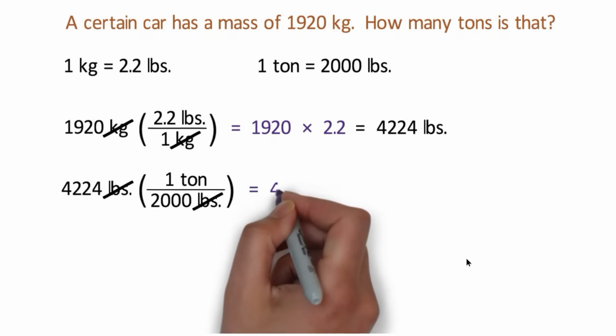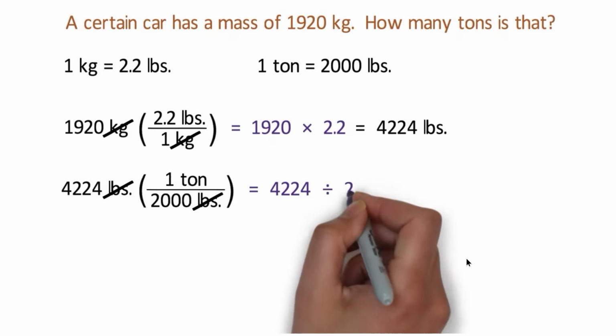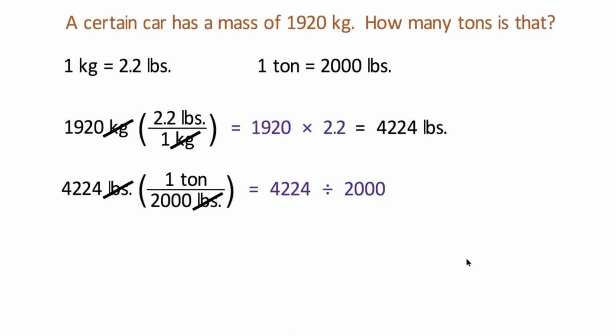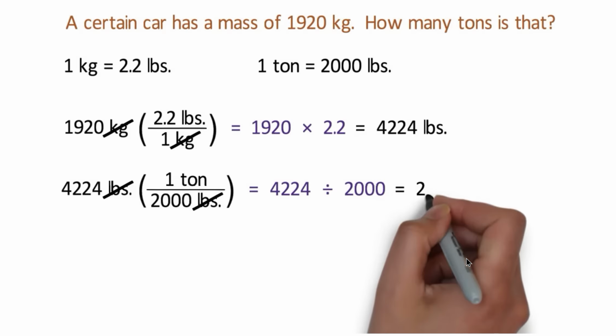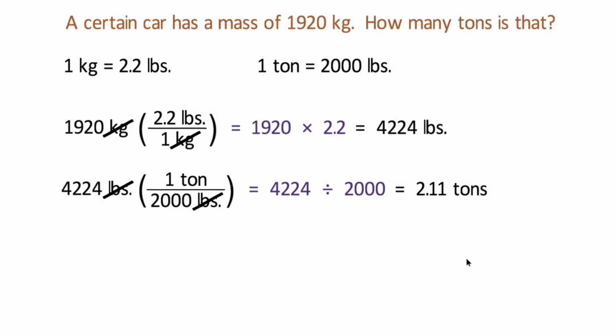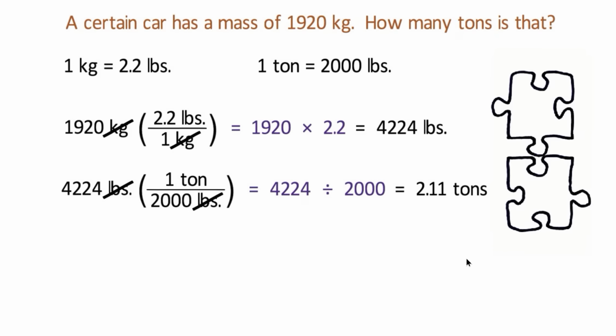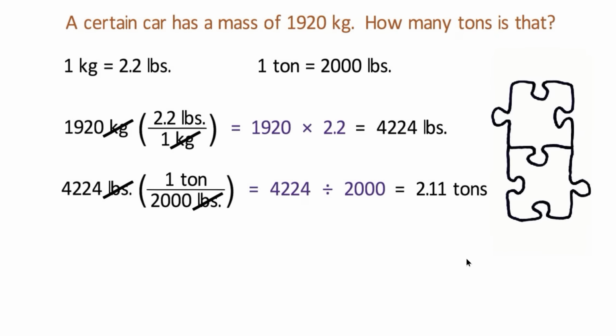In our calculator, we type 4,224 divided by 2,000, because the 1 is on the numerator of the fraction. Our final answer works out to be 2.11 tons. Okay. We got the correct answer, but it turns out that there is an even better way to solve problems that involve multiple conversion factors. Rather than solving this in two separate steps, we can combine those steps into one step with two conversion factors.